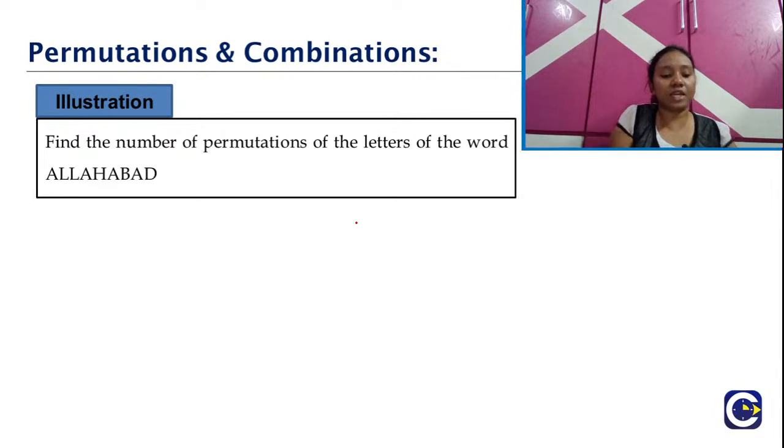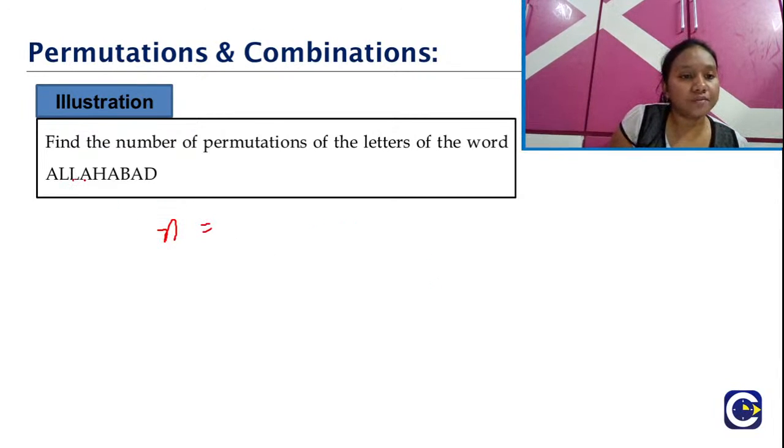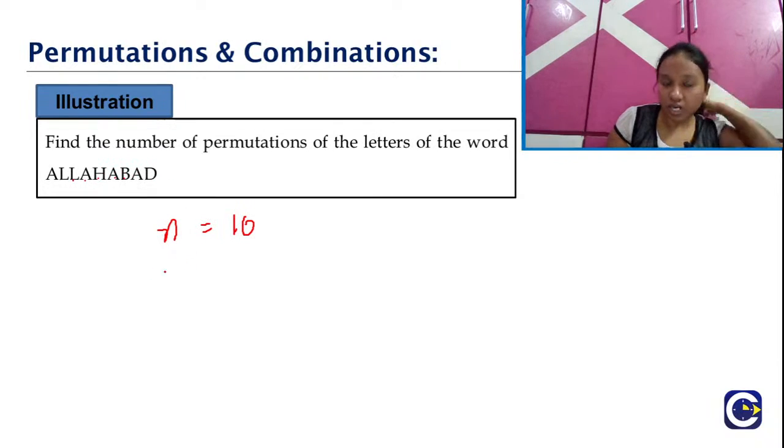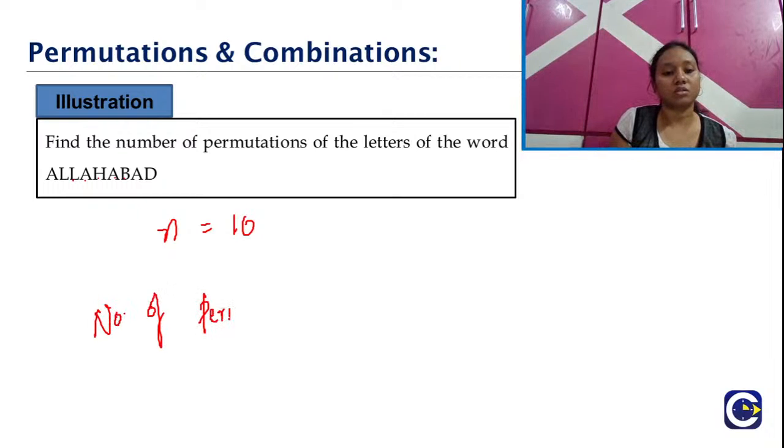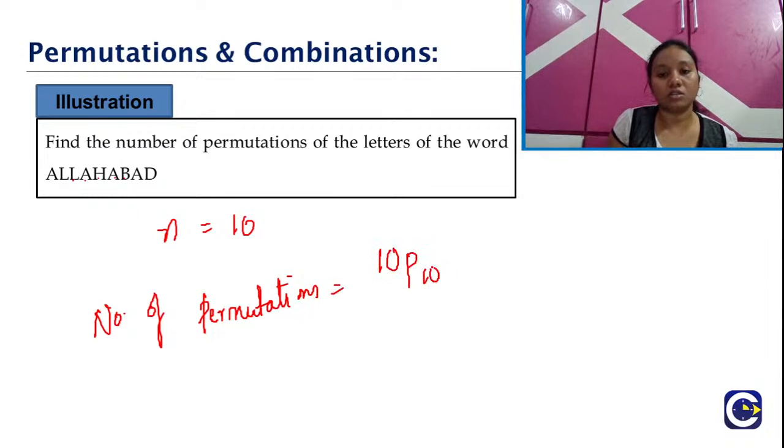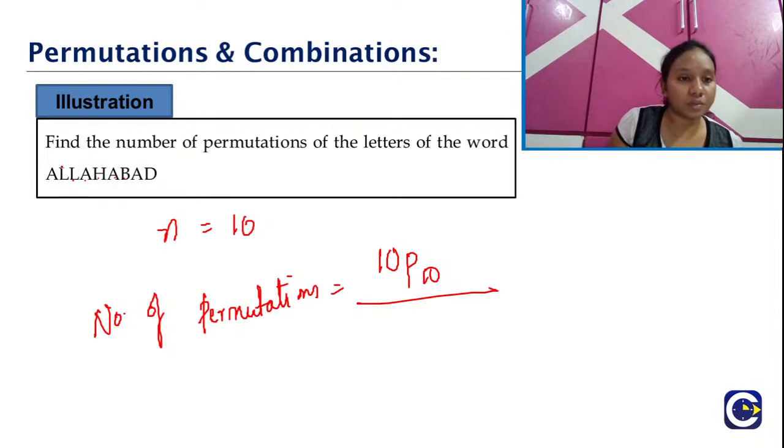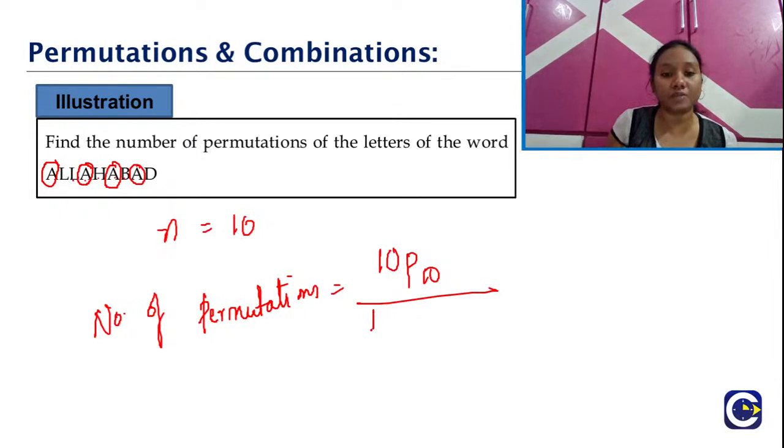So here let's see how many objects, that is n, will be equal to 1, 2, 3, 4, 5, 6, 7, 8, 9, 10. So n will be 10, right? So the number of permutations here, all will be selected at a time, will be equal to 10P10. And let's see if any are repeating. So A and A, a set of A is repeating 4 times. So divided by 4 factorial.